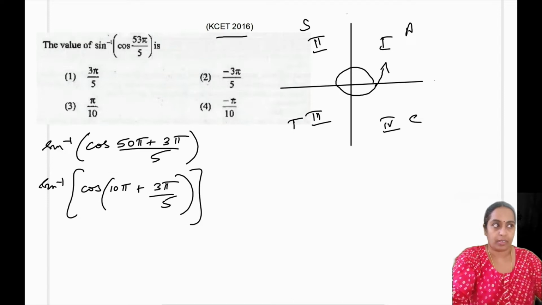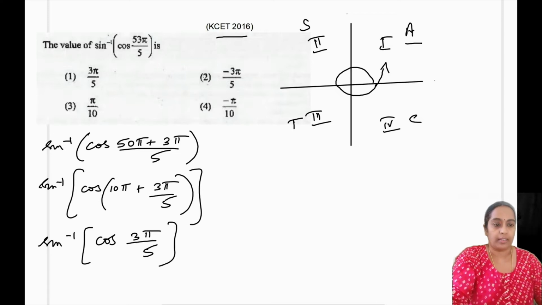In the first quadrant, all are positive. So it's going to be positive. And we have 10 pi here. For integral multiples of pi, the function is not going to change. It's going to be cos itself. So sine inverse of cos of 3 pi by 5.